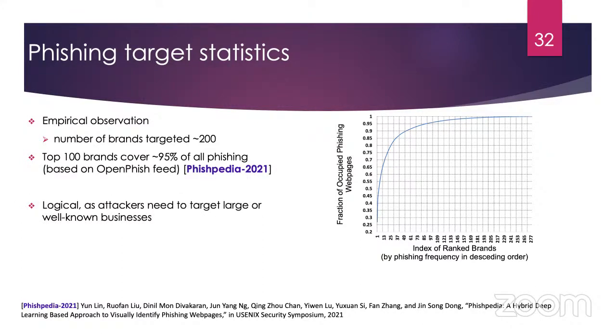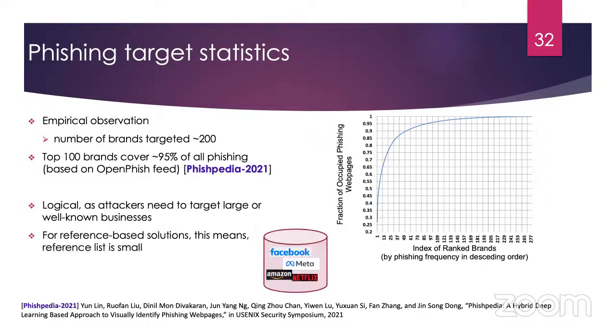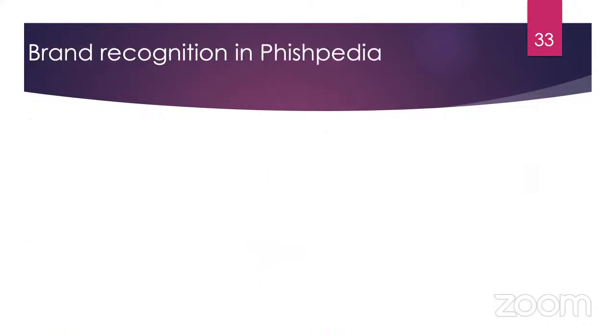This is quite logical, right? Because attackers would need to target well-known, famous, or large enterprises to make sure their success is big. And this means that your reference list, the list that you want to maintain, is going to be small. So this is one very important observation. It's made by other studies as well.